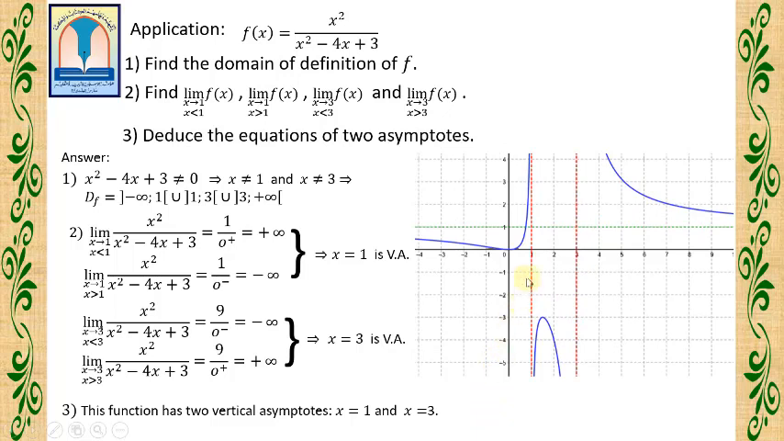Now look at the curve of this function. It has two vertical asymptotes, x equals 1 and x equals 3.